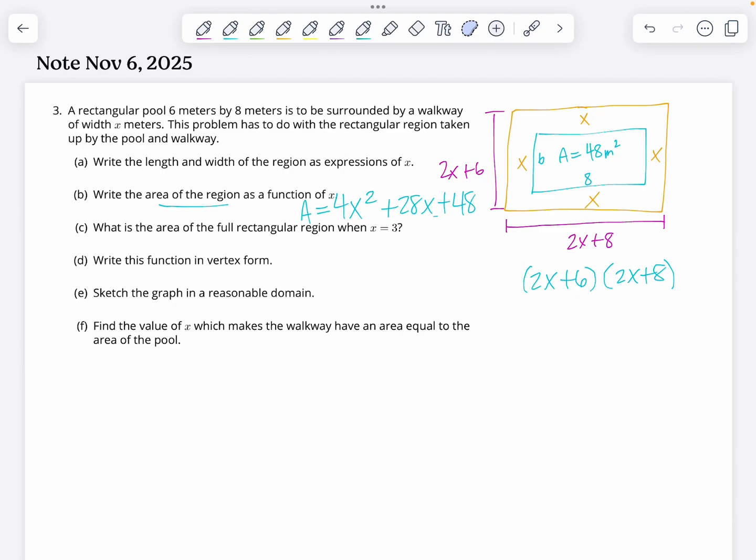Okay, what is the area of the full rectangular region when x equals 3? I'm going to leave you to do that on your own. You're just taking that equation that you got in part B, plugging in a 3, and solving for a numeric value.